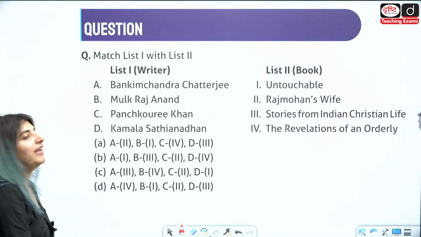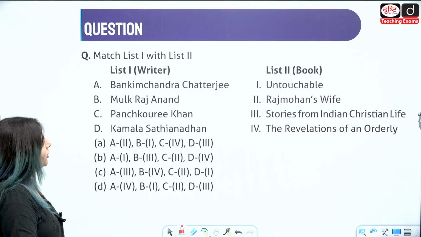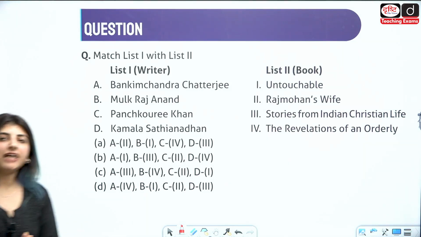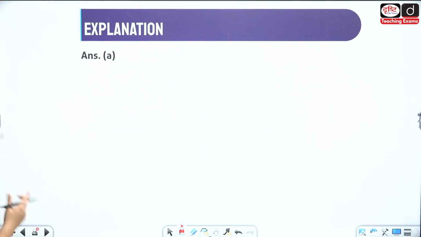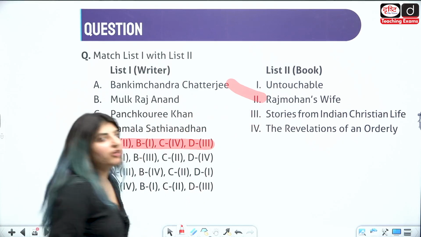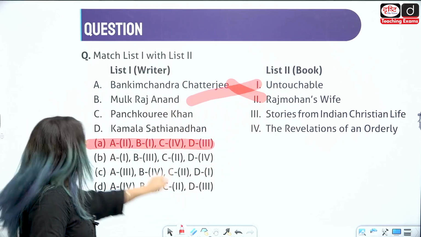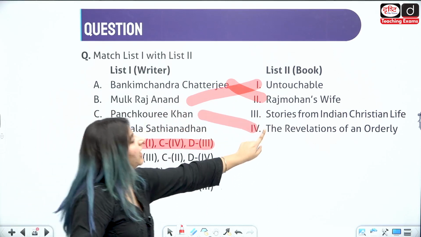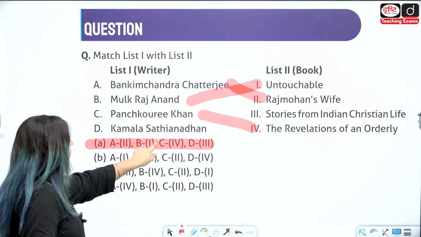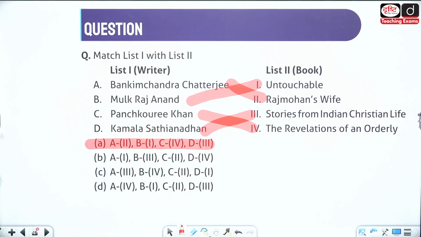The next question we have is to match the books with the names of the authors. Pause your screens again. The right answer to this question is also option A. That is, A is to 2, Bankim Chandra Chatterjee to Rajmohan's Wife, Mulk Raj Anand, Untouchable. C is to 4, Panchpuri Khan, The Revelations of an Orderly, and Kamala Sathianadhan, Stories from an Indian Christian Life.